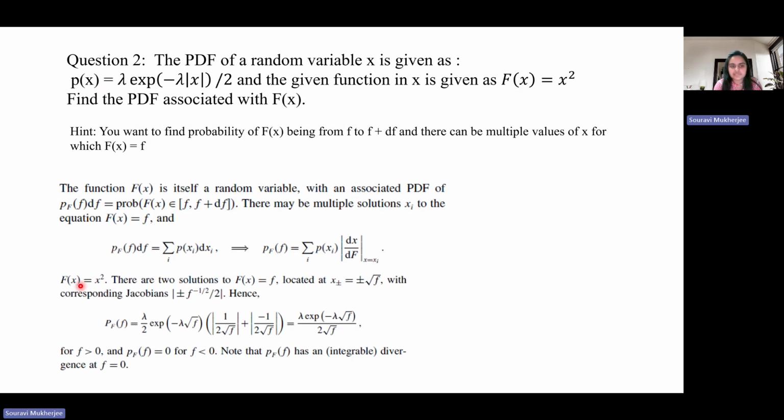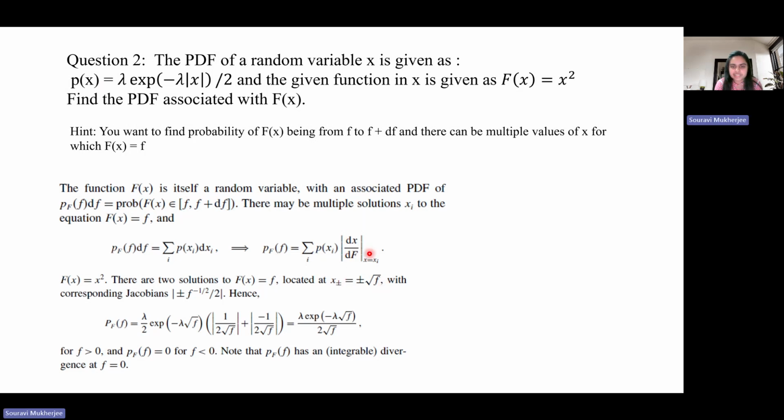Here f(x) is x squared. So there are two solutions to f(x) equal to f, located at x equal to plus or minus root of f, the same as plus or minus root of 9, that is plus or minus 3, right?